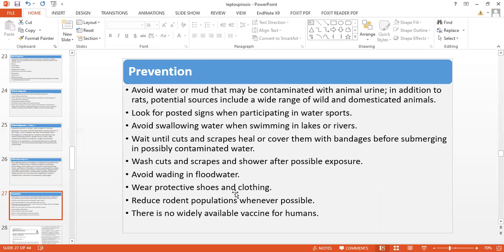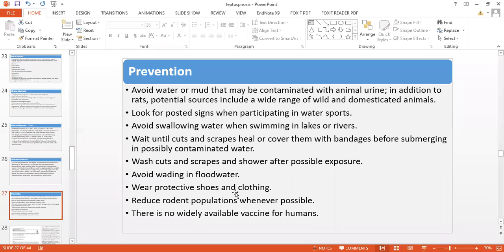Prevention: the main focus is to avoid water or mud that may be contaminated with animal urine. In addition to rats, the potential sources include a wide range of wild and domestic animals. When you go for water sports, look for posted signs and avoid swallowing water when swimming in lakes or rivers. Wait until cuts and scrapes heal, or cover them with bandages before submerging in possibly contaminated water.